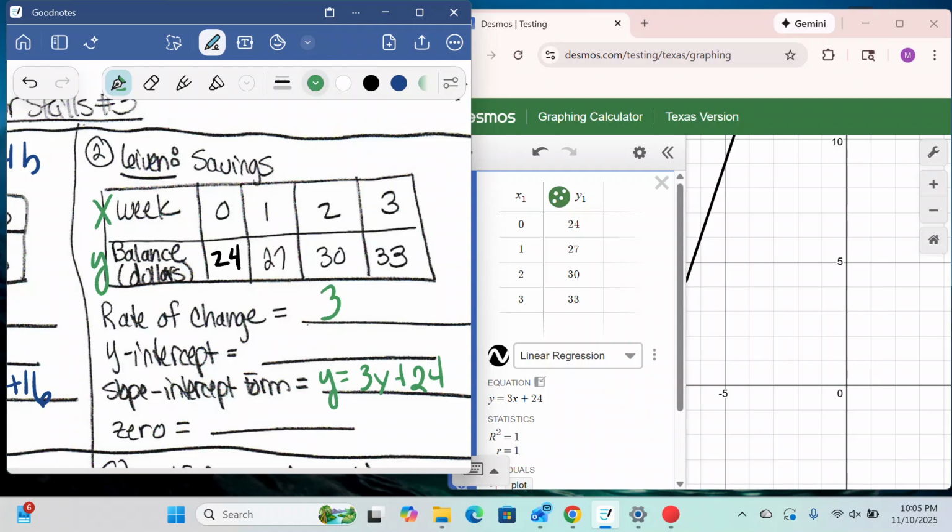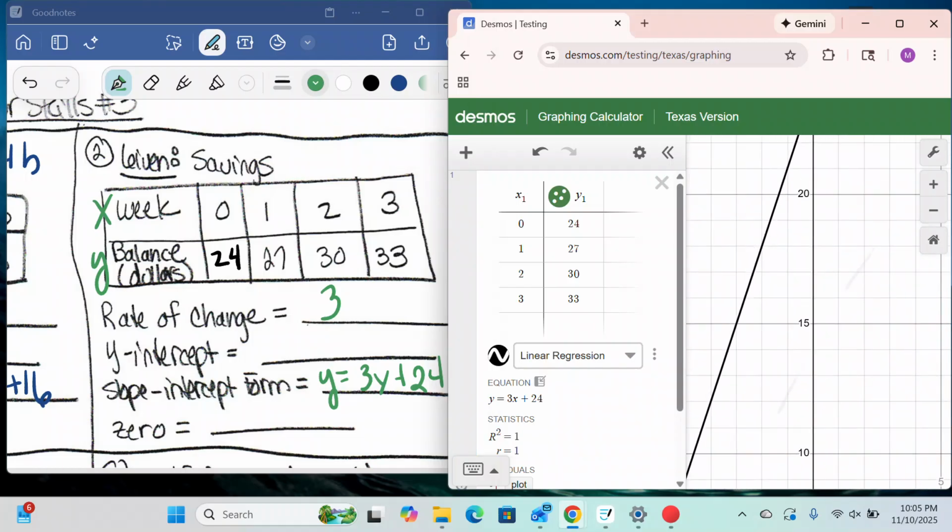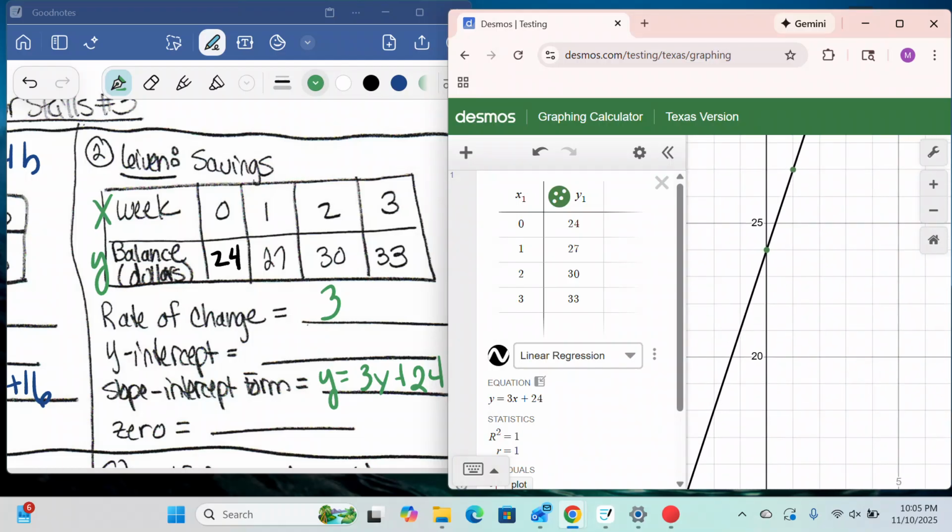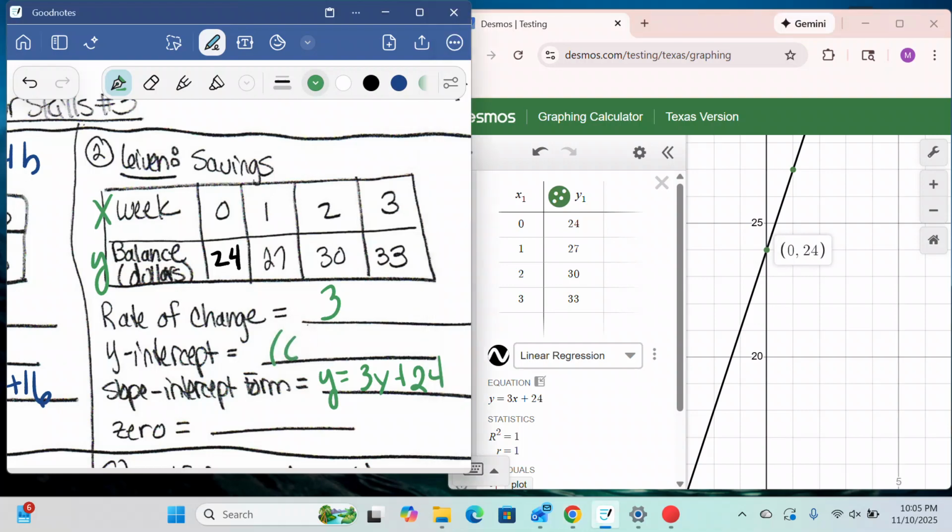Then I want to find my y-intercept. My y-intercept is where it crosses the y-axis. It crosses the y-axis at (0, 24). So my y-intercept is (0, 24).